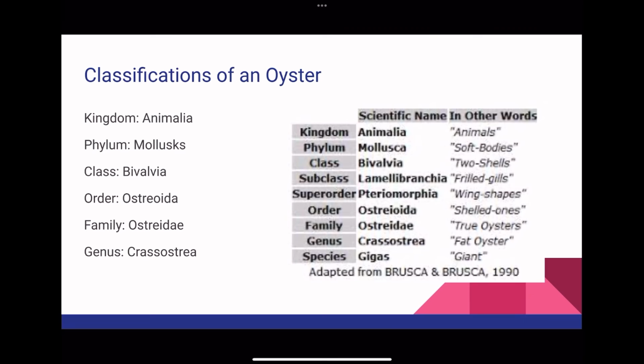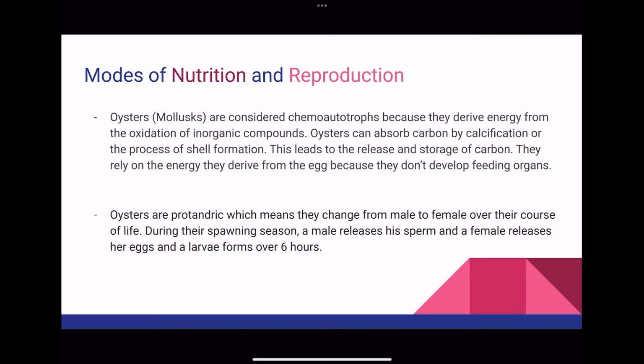Classification of an oyster. Kingdom, Animalia. Phylum, Mollusca. Class, Bivalvia. Order, Ostreoida. Family, Ostreidae. Genus, Crassostrea. Modes of nutrition and reproduction. Oysters are considered chemoautotrophs because they derive energy from the oxidation of inorganic compounds. Oysters can absorb carbon by calcification, or the process of shell formation. This leads to the release and storage of carbon. They rely on the energy they derive from the egg because they don't develop feeding organs.